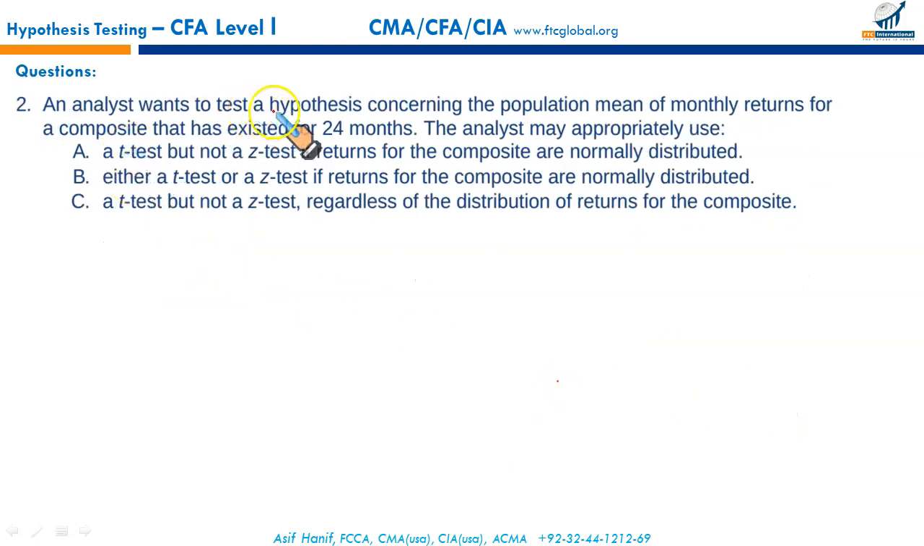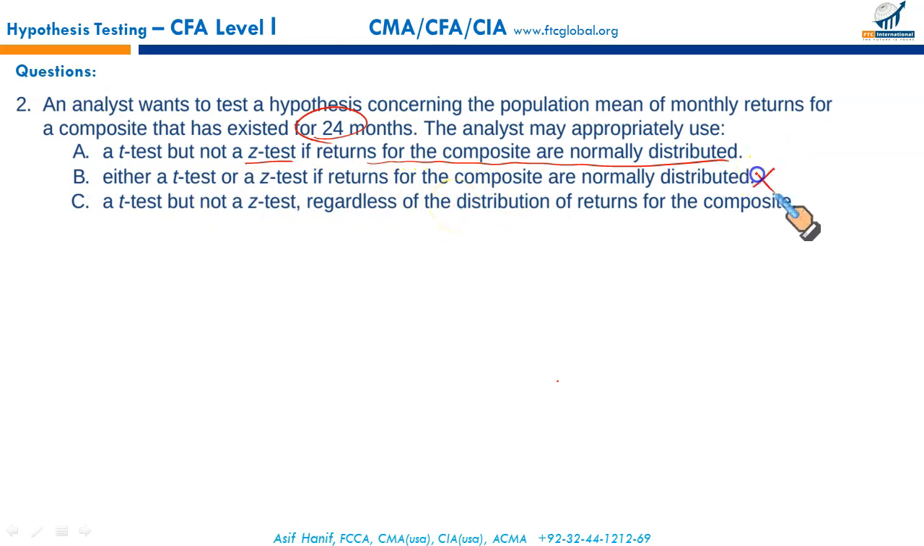An analyst wants to test a hypothesis concerning the population mean of monthly returns for a composite that has existed for 24 months. The analyst may appropriately use a t-test, but not a z-test, if the returns for the composite are normally distributed. Yes, if the sample size is less than 30 and the population variance is not known, we can use t-statistics. With such a small sample size, t-statistics may be used if the population is approximately normally distributed. Either a t-test or a z-test if the returns for the composite are normally distributed.